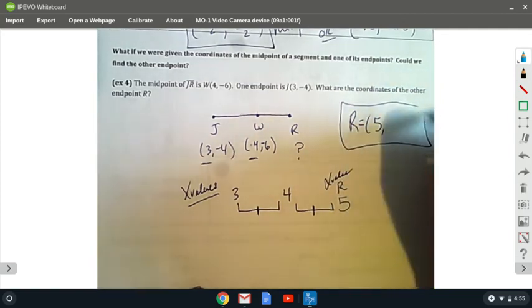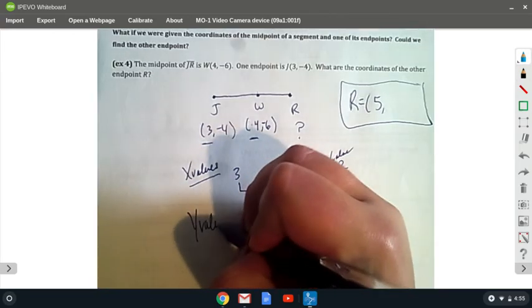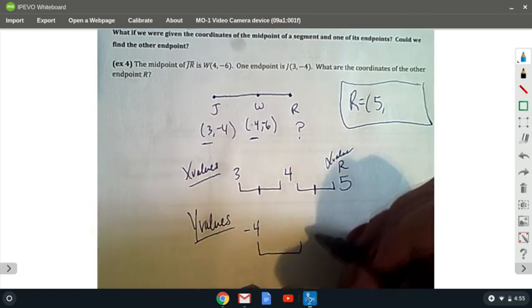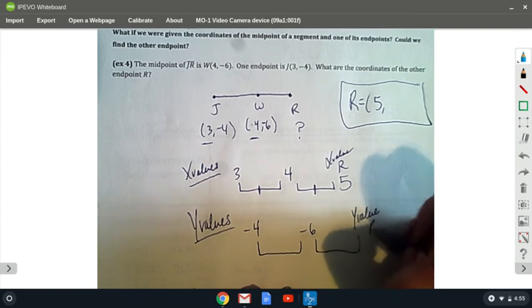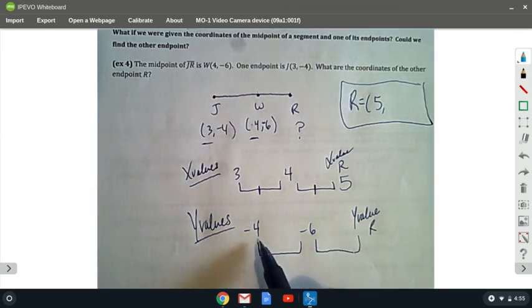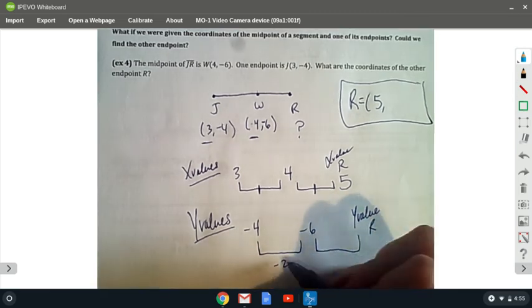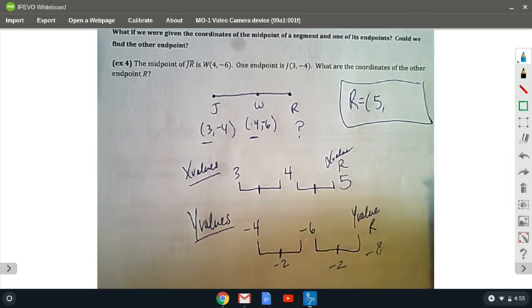Now I can do that exact same idea with my y value. For my y values, I go from -4 to -6, and then I don't know my y value for r. So to go from -4 to -6, I'm subtracting 2. This has to be equivalent, so I have to subtract 2 again. So -6 minus 2 would give me -8. That means -8 has to be my y value for r.